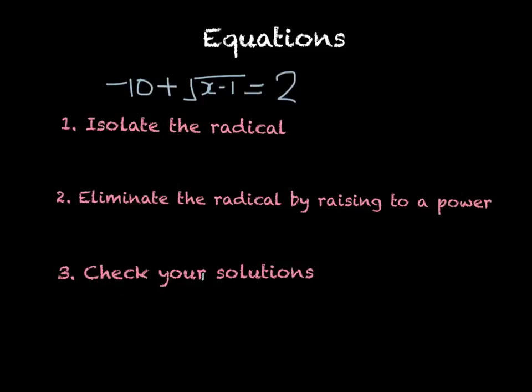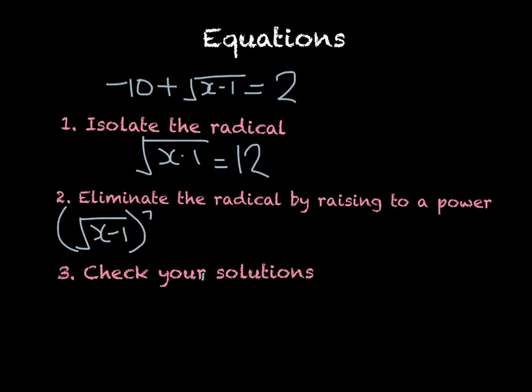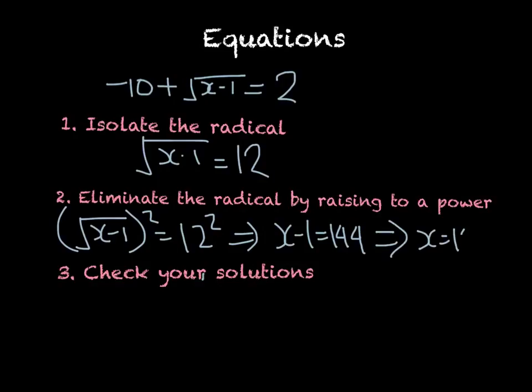Let's go through these steps with an example to see how it works. So we have our equation here. The first thing we want to do is isolate the radical, and we can do this by adding 10 to both sides. So that gives us the square root of x minus 1 equals 2 plus 10, or 12. Eliminate the radical by raising to a power. In this case, since it's a square root, we're going to square both sides. So we have x minus 1 squared equals 12 squared, or x minus 1 equals 144. And then that means that x equals 145.